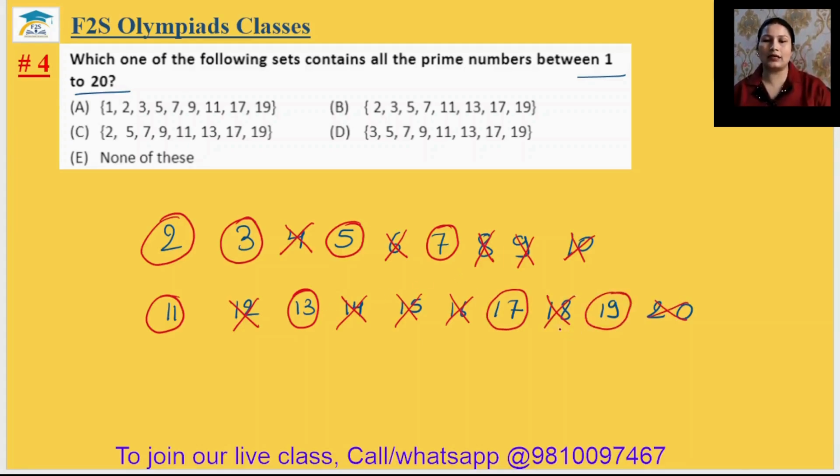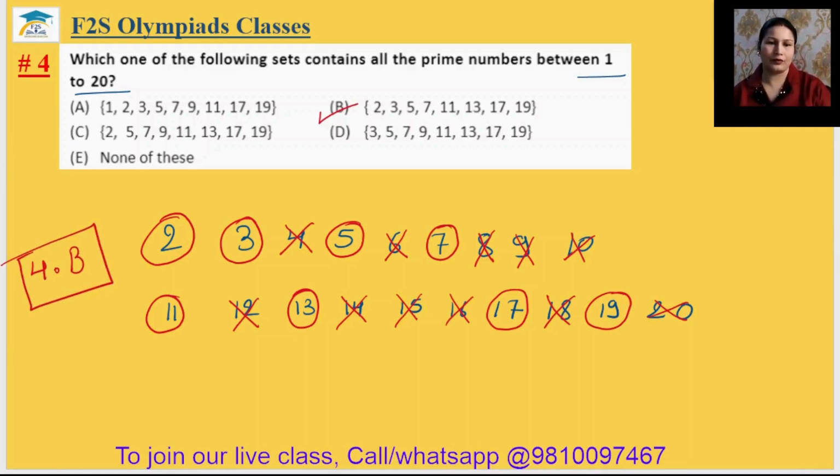So the numbers are 2, 3, 5, 7, 11, 13, 17, 19. It is in option B. The fourth answer is option B.